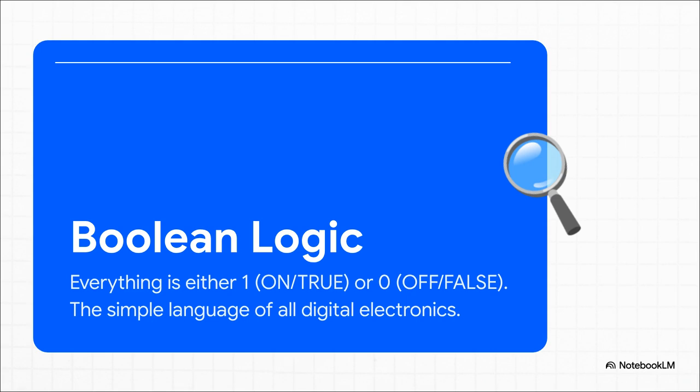See, inside a computer, every single piece of information can only be one of two things. It's either a 1, which you can think of as on or true, or it's a 0, which means off or false. That's it. Every complicated thing your computer does just boils down to a gigantic chain of these simple yes or no questions.